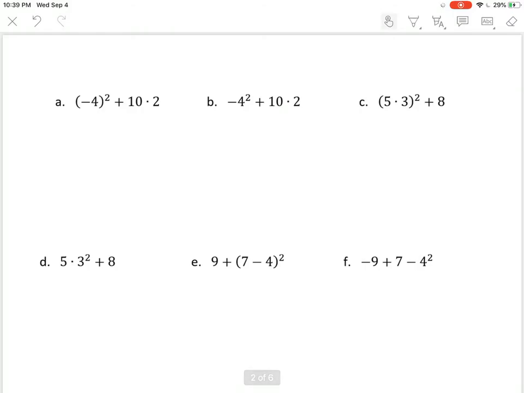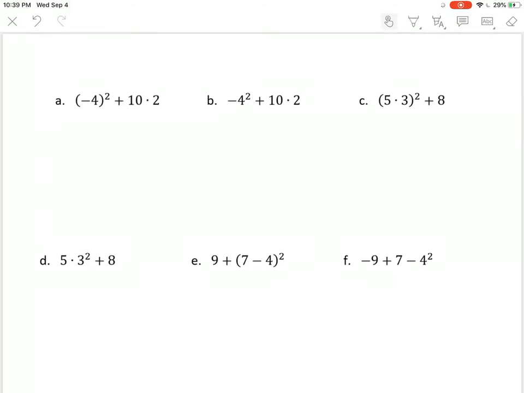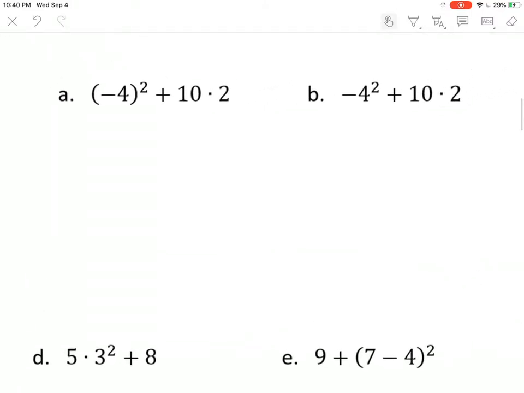So we've got these problems that you have glued into your notebook. We're only going to do the first 4 together, but I'll have the rest of them up on the video for you to copy in case you want it. I'll give you further instructions after we do the first 4 together. So take a look at A and B. Notice, what's the only difference between them?